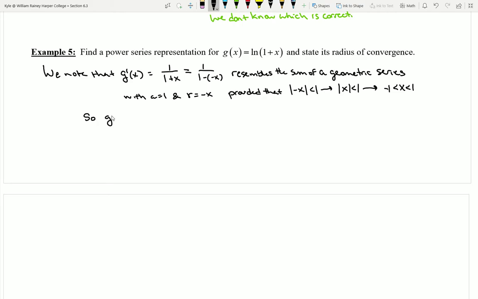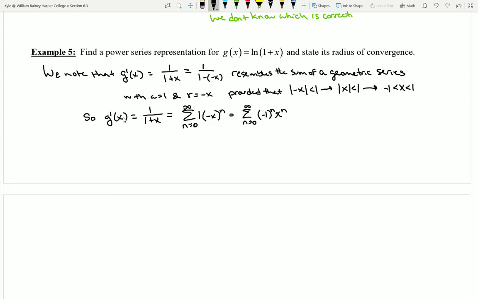So what we can claim right now is that g prime of x, which again is 1 over 1 plus x, is going to be equivalent to the following series. It's a series that starts from n equals 0 and goes to infinity, but it's geometric, and so it's got the form a times r to the n. And notice here, if I wanted to, I could rewrite that a little bit. I'm going to do it here because I think it'll make it easier for the next step. I'm going to take that power of n and apply it to both pieces on the inside of those parentheses, so the negative 1 and the x. So this is the series that I have for g prime.